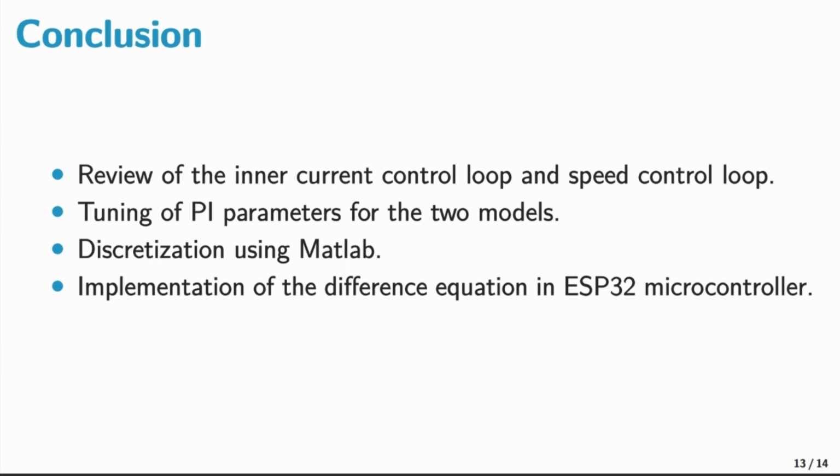Let's summarize what we have learned in this tutorial. We began by revisiting the inner current control loop and discussed how pole cancellation simplifies its dynamics. We then examined the speed control loop, derived its closed loop transfer function, and discretized the model using MATLAB or Octave. Finally, we implemented the resulting difference equation on the ESP32 microcontroller and observed a significant improvement in response performance.